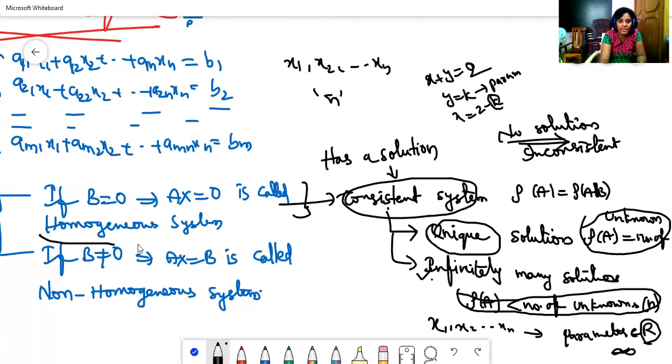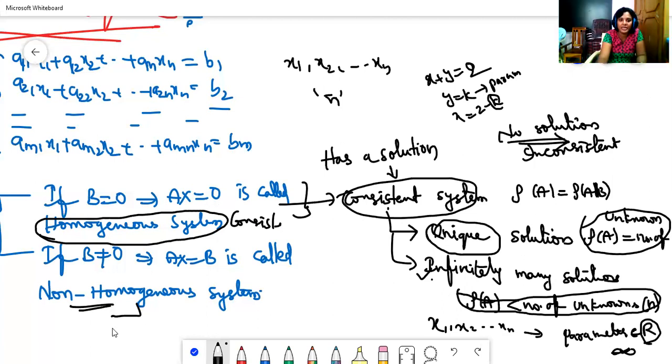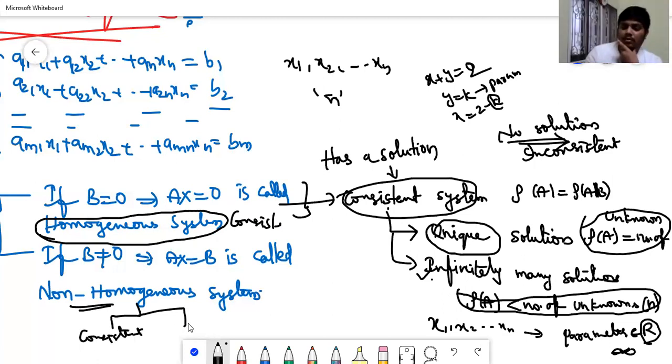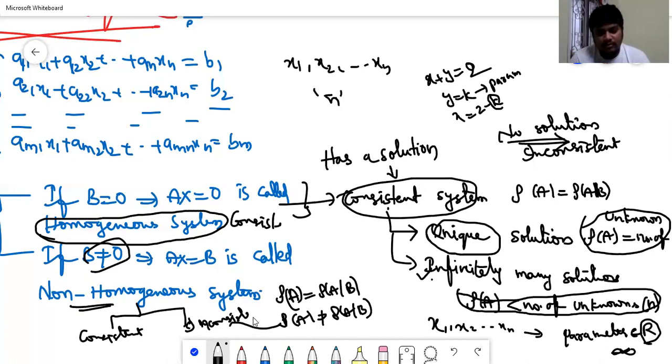Next, a homogeneous system is always a consistent system. Why? Because b is 0. Only for a non-homogeneous system, it is either consistent or inconsistent. Why? Because here b is non-zero. That depends on the rank of A: either it is equal to rank of A, B, or rank of A is not equal to rank of A, B. If both are not equal, it is inconsistent.